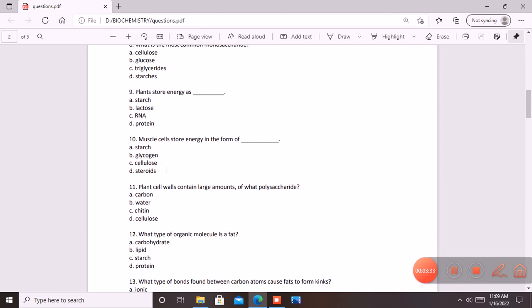all muscle cells store energy in the form of glycogen. That is how energy is stored in the human body. So glycogen is the form in which energy is stored in the human body or a living organism. So glycogen is that.